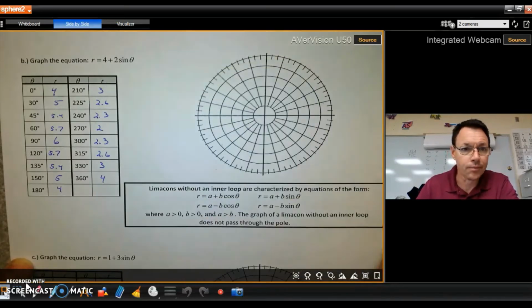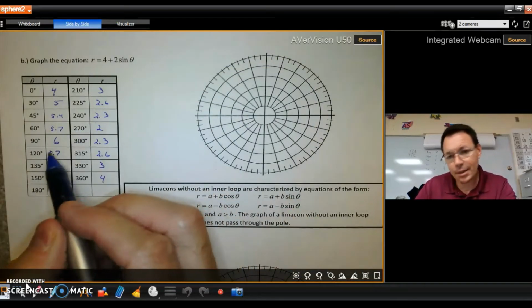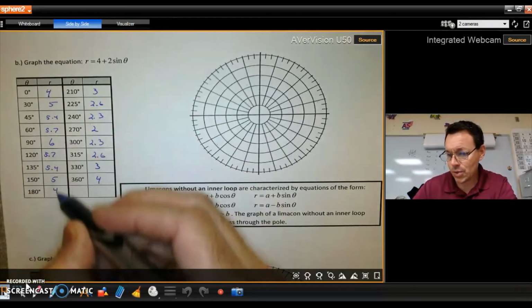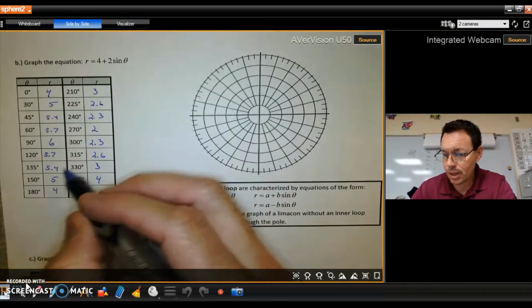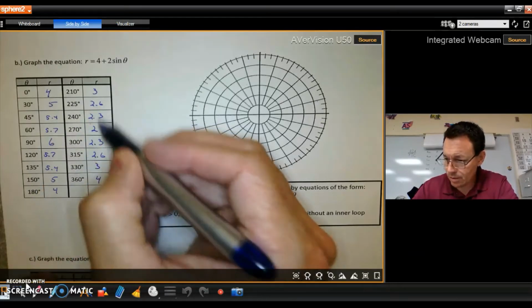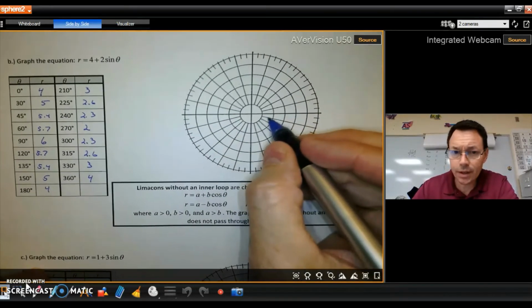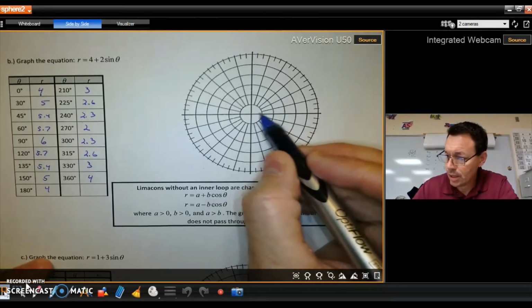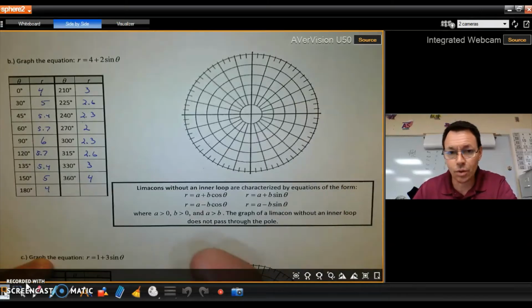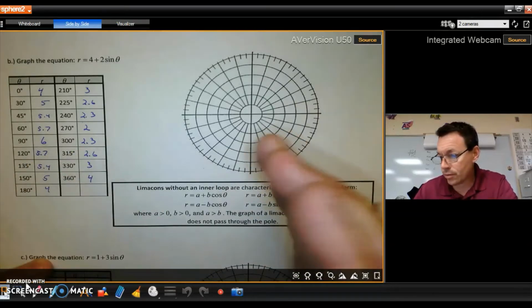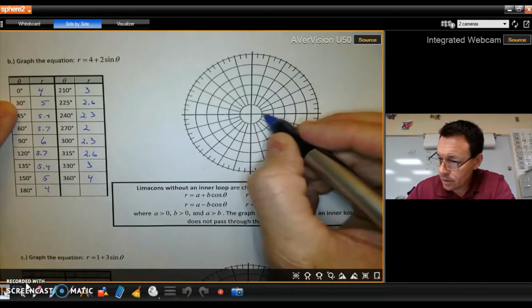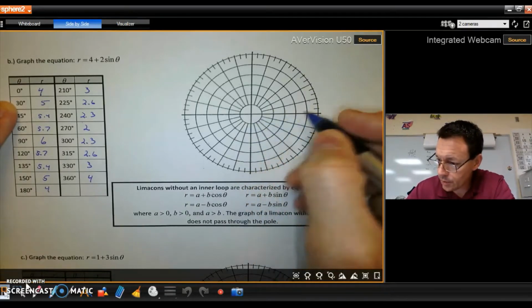All right. So take a look at the answers that I got over here, my r values. The biggest one is a 6. If you look over here at my little concentric circles, that's 1, 2, 3, 4, 5, 6. So I just need to scale this normal. We're going to go out 1 circle for 1, 2 circles for 2. So start with 0, 4. So 1, 2, 3, 4.